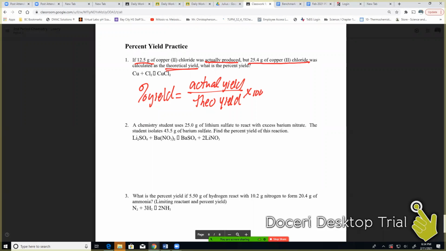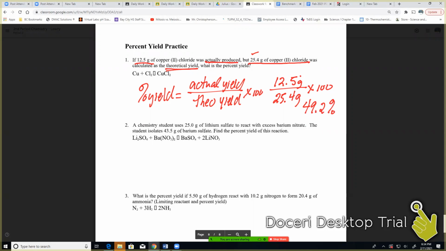So on this particular one, we would just plug in our numbers. Our actual, which is my 12.5 grams, divided by my theoretical, which is my 2.54 grams, and multiply by 100. And we'll round that to like 2 places past the decimal or 1 place past the decimal. So top number divided by my bottom number would be 49.2%.